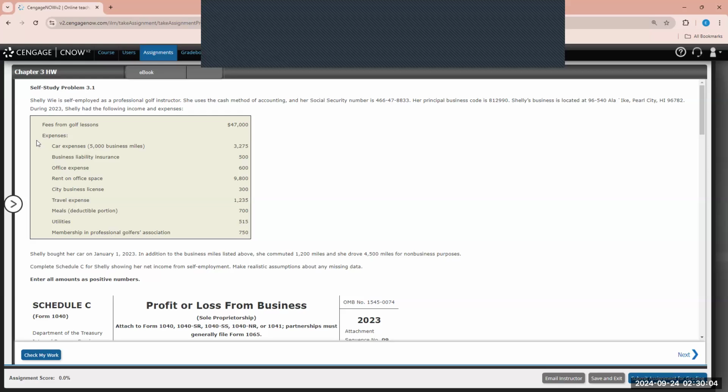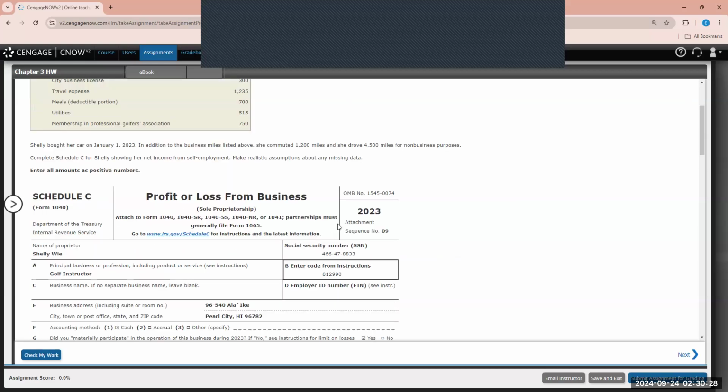So, as we mentioned, this chapter covers Schedule C. Essentially, a taxpayer who operates a trade or business, or practices a profession as a sole proprietorship, or a single member LLC that has not made the election to be taxed as an S corporation or a C corporation, is going to be required to file what's called Schedule C.